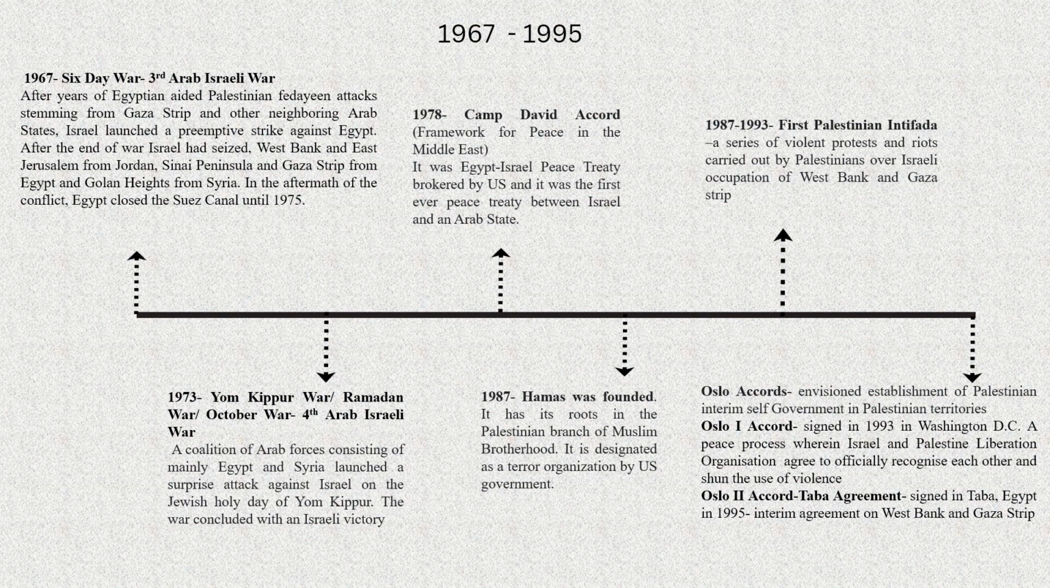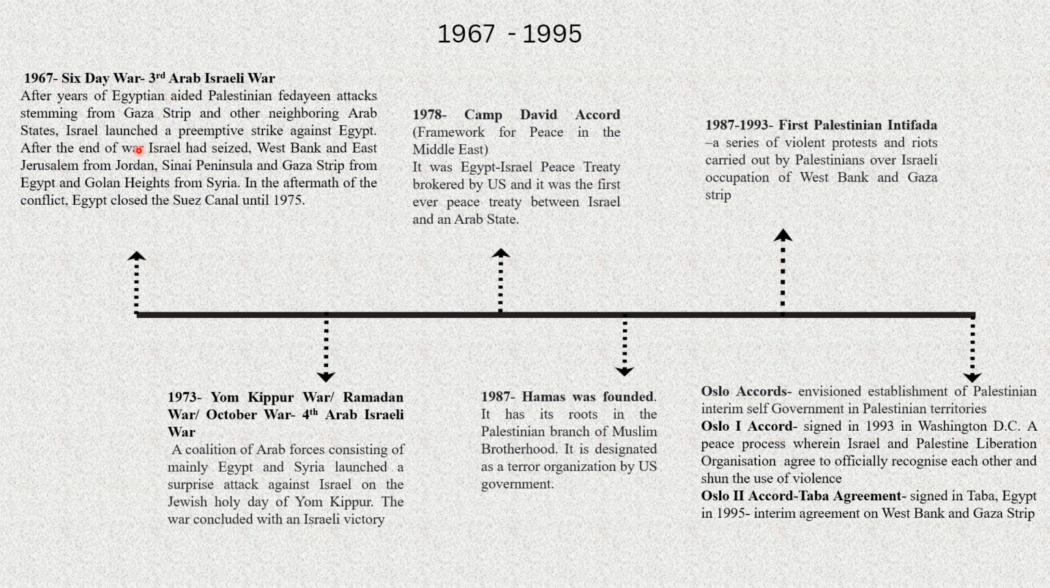Now, we shall study the period from 1967 to 1995. Let's see what happened during this period. As I have told you in the earlier slides, the first Arab-Israeli war took place in 1948, followed by the second war in 1956. Now comes the third war of 1967, which was also known as the Six-Day War.